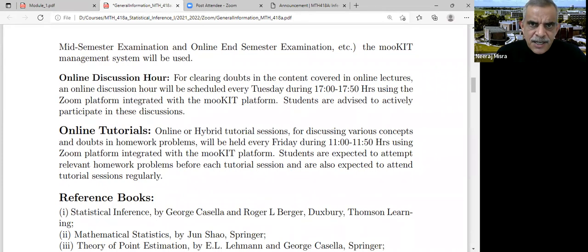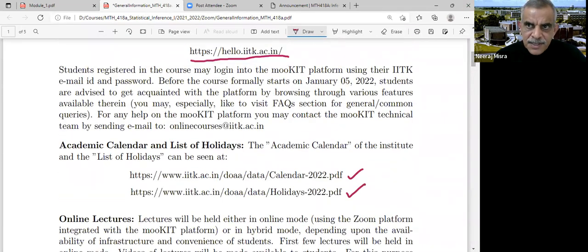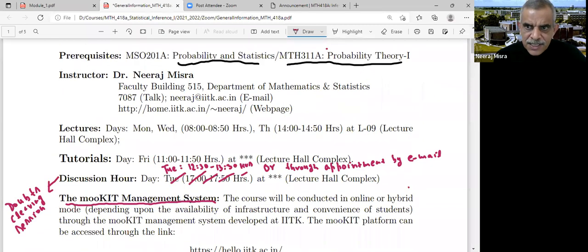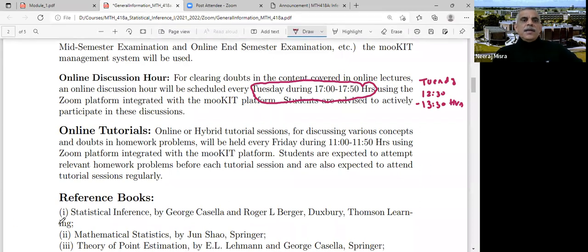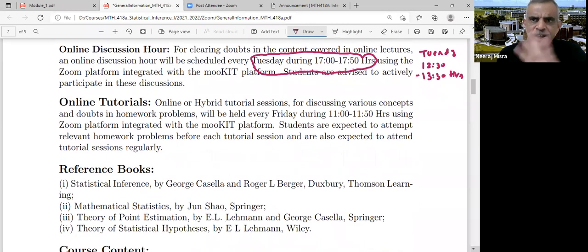So I have written this down for clearing the doubts. There's a discussion hour. This I have changed to Tuesday. The timing is, what is the timing I said? 12:30 to 1:30? Let me just go back to the timing I have written down. Yes, 12:30 to 13:30 hours. So this is the timing. Then I'll have an online tutorial session, which I have already talked about, on Friday. The recordings of everything would be available.